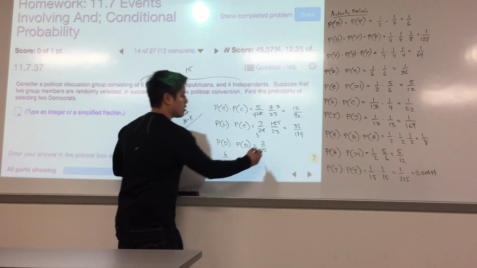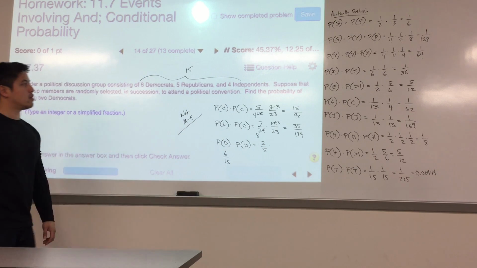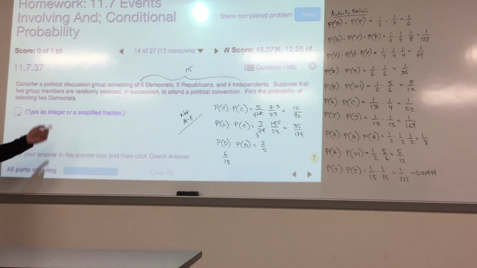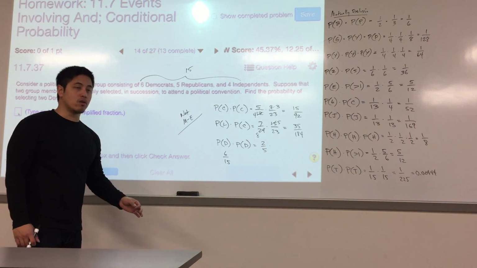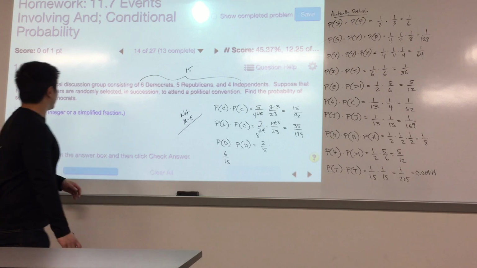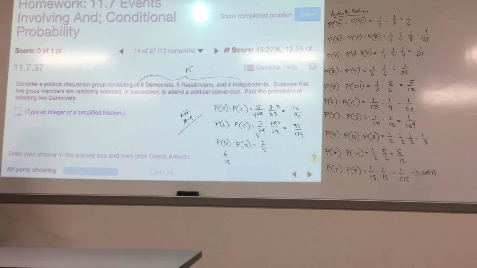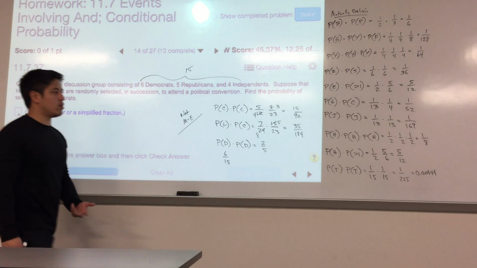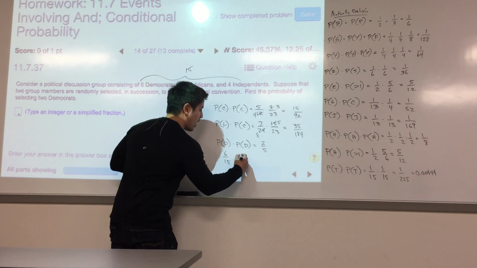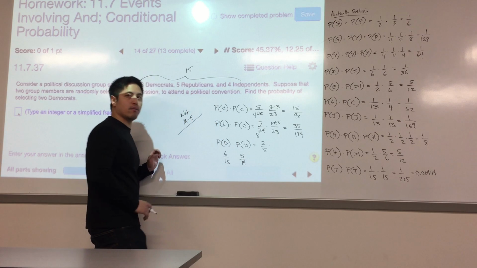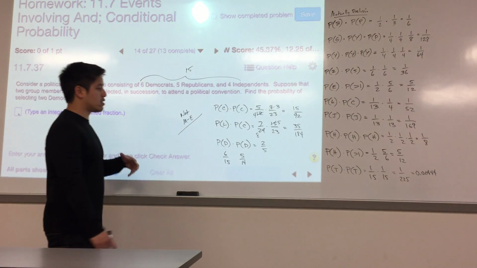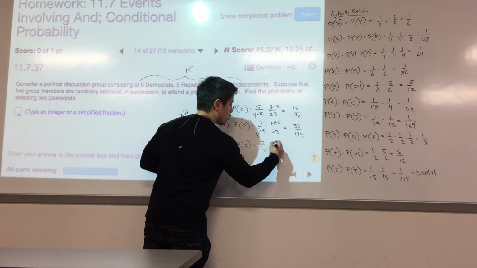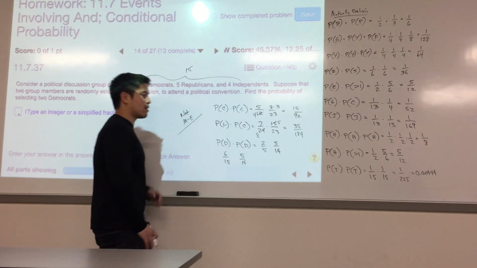Now, do we still have the same amount of total politicians? No, we've been reduced by 1. Do we have the same amount of Democrats? No, we're reduced by 1. So the second time we select, what is our probability? 5 out of 14 the second time. Because we have 1 less Democrat because we're pulling Democrats, and we have 1 less total politician. That can't be reduced, so we'll just write 5 out of 14. Does that make sense, everybody?